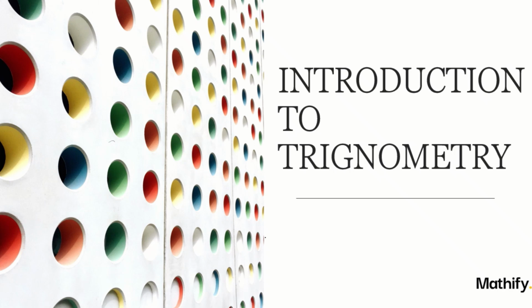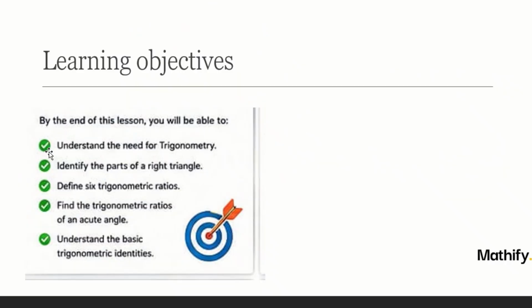Today we are going to learn a very interesting topic, Introduction to Trigonometry. Before starting, I want to recall and discuss the learning objectives of this session. By the end of this lesson, you will be able to understand the need for trigonometry, identify the parts of a right triangle, define 6 trigonometric ratios, find the trigonometric ratios of an acute angle and understand the basic trigonometric identities. Okay?